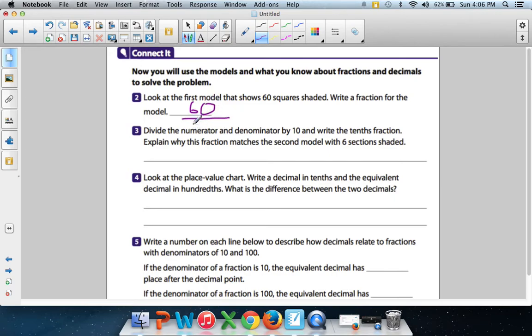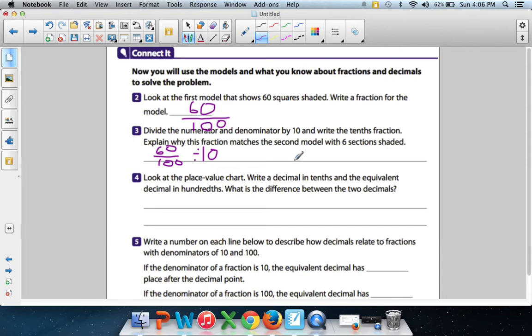Well, if there's a 60 on top, you probably don't want to put a 10 on the bottom because look, the numerator's bigger than the denominator. That just doesn't make any sense. Make sure you have 100 on the bottom. Divide the numerator and the denominator by 10. Divide them both by 10, and write the tenths fraction.